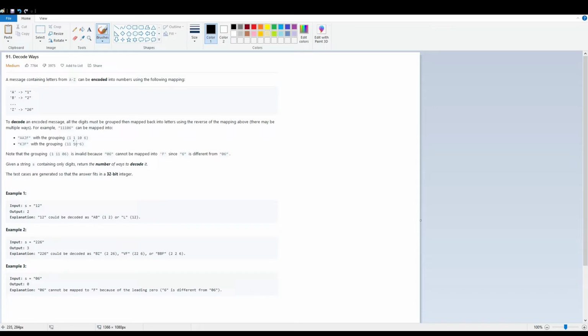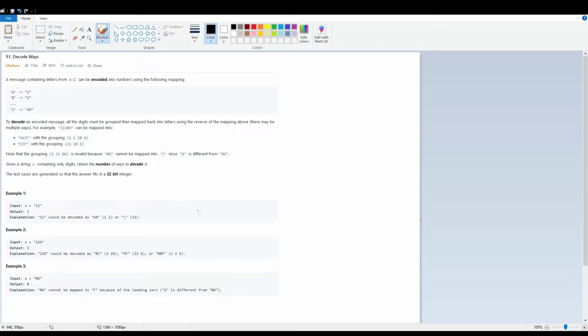For example, we have this here. Note that the grouping 11106 is invalid because 06 cannot be mapped into F, since 6 is different from 06. So basically, the individual number cannot begin with 0. Given a string S containing only digits, return the number of ways to decode it.